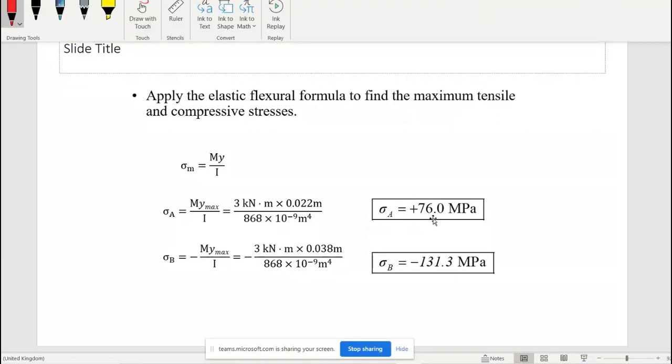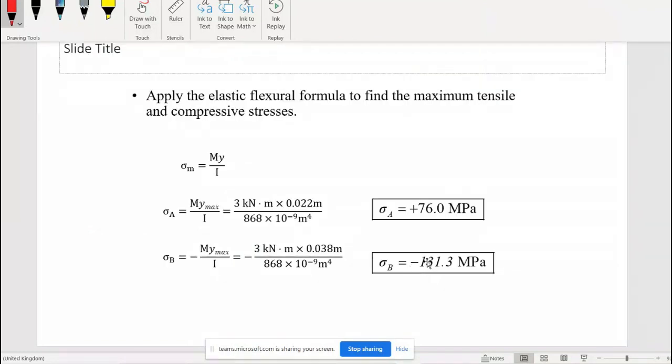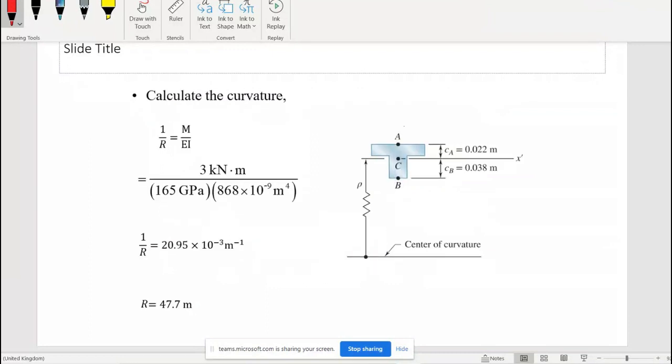See, this is the stress for compression and tension. Tension is here, compression is here. Because y is less, the value is also less. Y is more for compression, so the value is also very high. See here, high, because y is directly proportional to stress. So this is the value. You can compare yourself whether your answer is correct or not. Are you all getting this answer? Right? Maximum tensile and compressive stress is got, and then finally the R value.